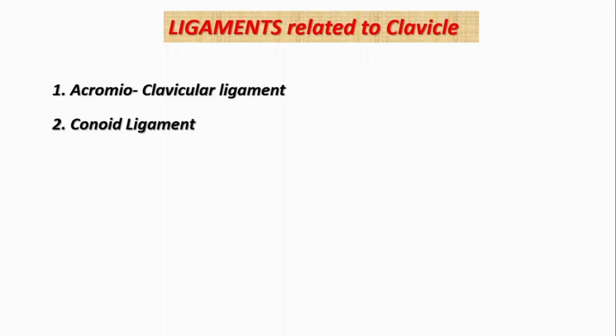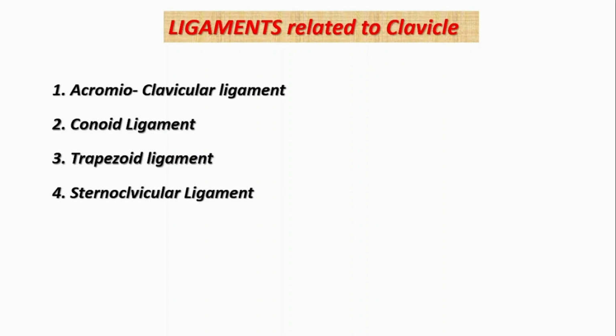Overall, four ligaments are related to the clavicle bone. The acromioclavicular ligament, which supports the acromioclavicular joint, the conoid ligament, and the trapezoid ligament. Remember, the conoid ligament and trapezoid ligament are those ligaments which are formed between the coracoid process of the scapula and the acromial end of the clavicle. And the fourth one is the sternoclavicular ligament.